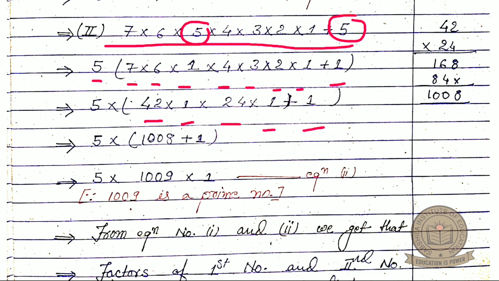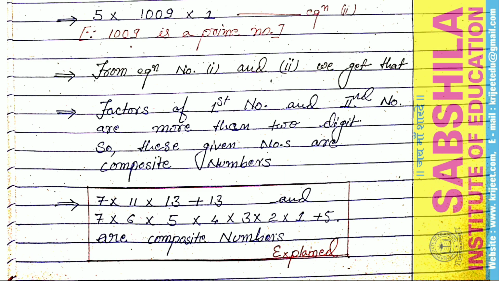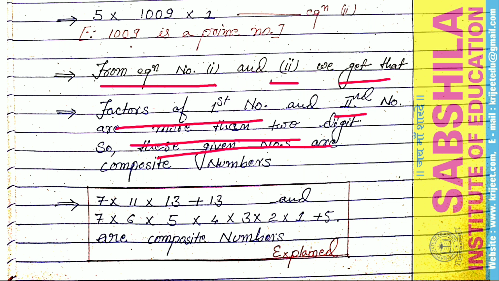If you solve all these, that means 42 into 24, then you will get how much? 1008, and here is plus 1, so you have to add 1. Then you will get 1009, and you know that 1009 is a prime number. So you can say that from equation number 1 and 2, we get that the first number and the second number have more than 2 factors. So these numbers are composite numbers.